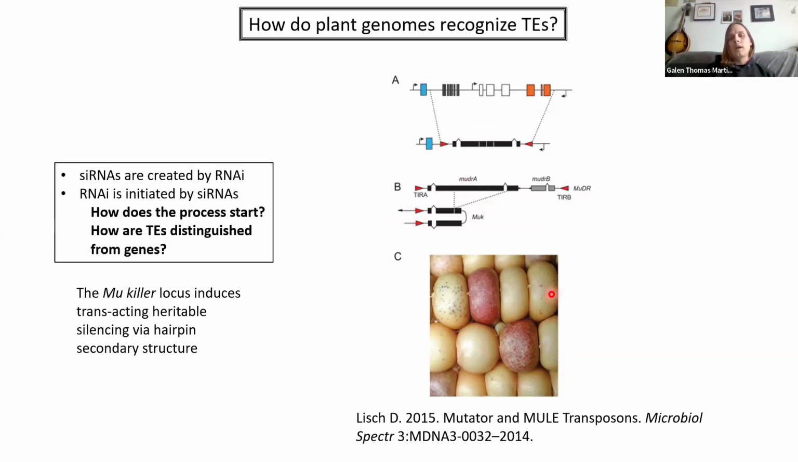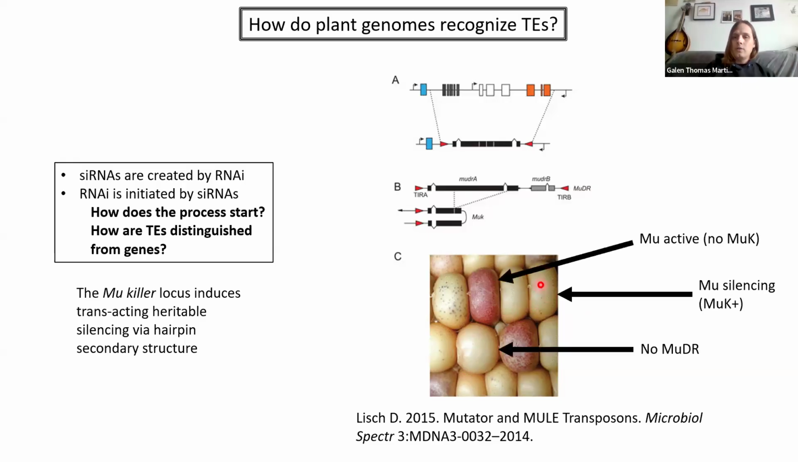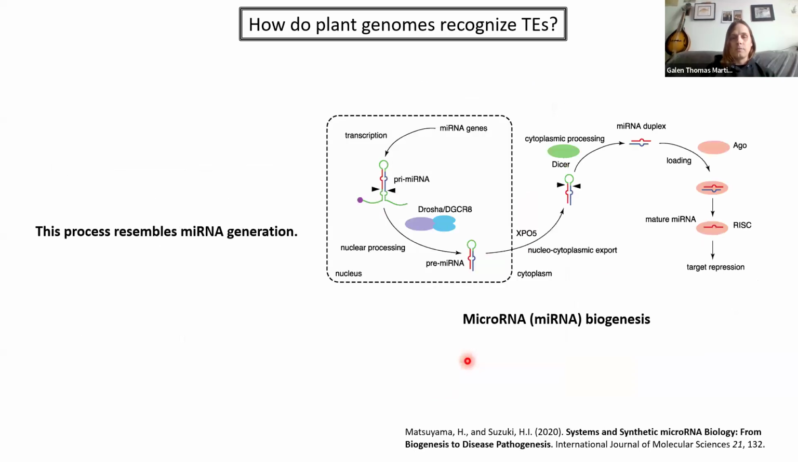And here you can see a segregating ear that's segregating for the mu killer locus. In this kernel, this is a mu active element with a reporter gene that makes it show this coloration. This one has mu killer, and you can see that even though it has that formerly active element, it's being silenced and not showing that coloration. And this one has no UDR. So you can see that it's heritably silencing UDR.